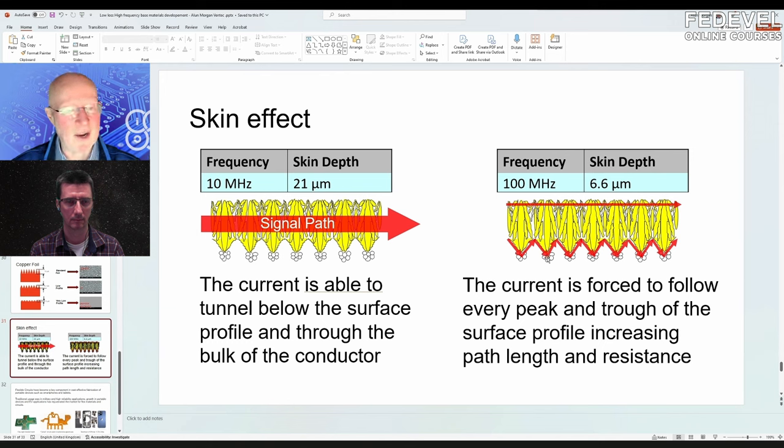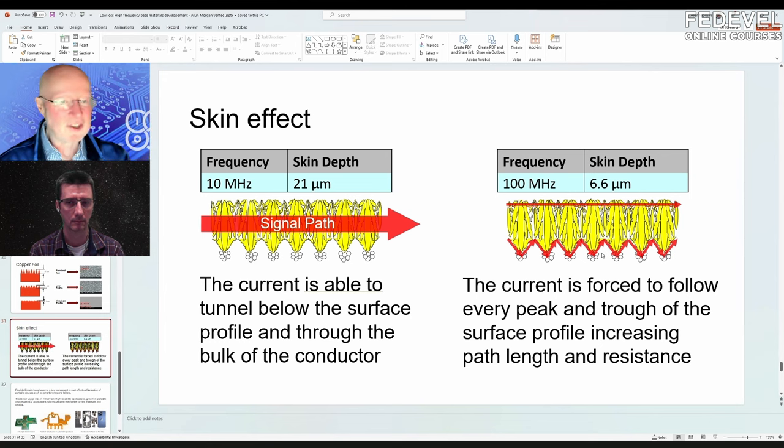So it's not pure copper in here. We also have some other metals, which are used as a kind of barrier layer on the outside. So it's a really serious problem when we get to this point of running the signal through this skin. Even at 100 megahertz, it begins to have an impact.